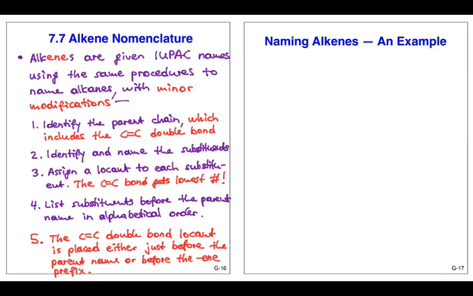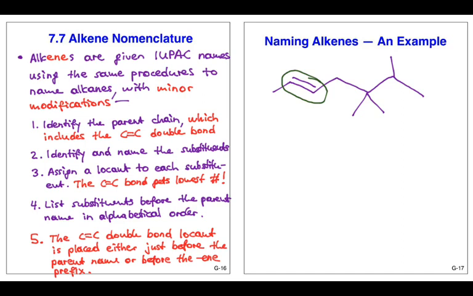Let's look at an example next, just to solidify these naming rules a little bit for alkenes. I'm going to draw a structure here. You see it contains an alkene, circled in green there. So we need to include that double bond in naming and numbering our parent chain. And then we need to make sure that the double bond is given the lowest possible number.